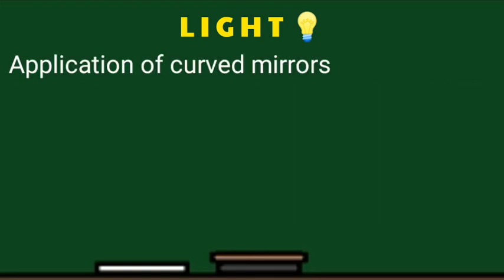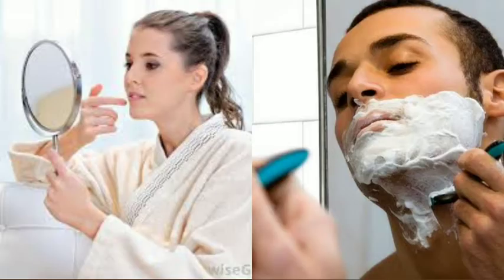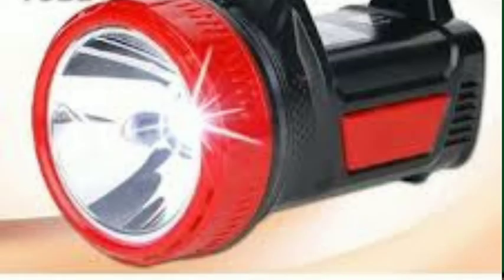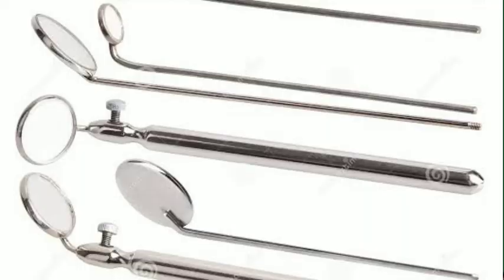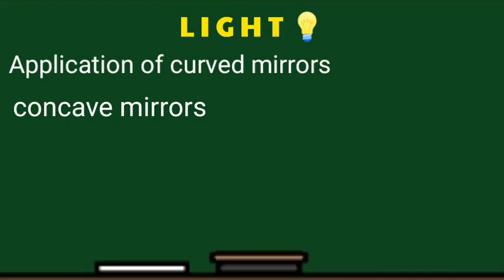Next, applications of curved mirrors. First one, uses of concave mirror. Concave mirrors are used in makeup or shaving mirrors. Then, concave mirrors are used in torches, searchlights and headlights. Then the third is used in solar cookers. Then fourth, it is used in head mirrors by doctors to examine eye, ear, nose and throat. Then it is used in reflecting telescopes.